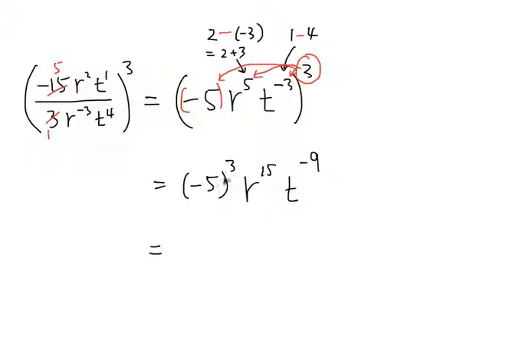Well, let's see if there's anything that we can work out. First of all, this is a regular number that we can work out. Negative 5 to the 3rd power is going to be negative 125. r to the 15th power is positive, so it stays on the numerator, r to the positive 15. But then this is t to the negative 9. We have to bring this down to the denominator, and we are going to get t to the positive 9 power. And this is it.